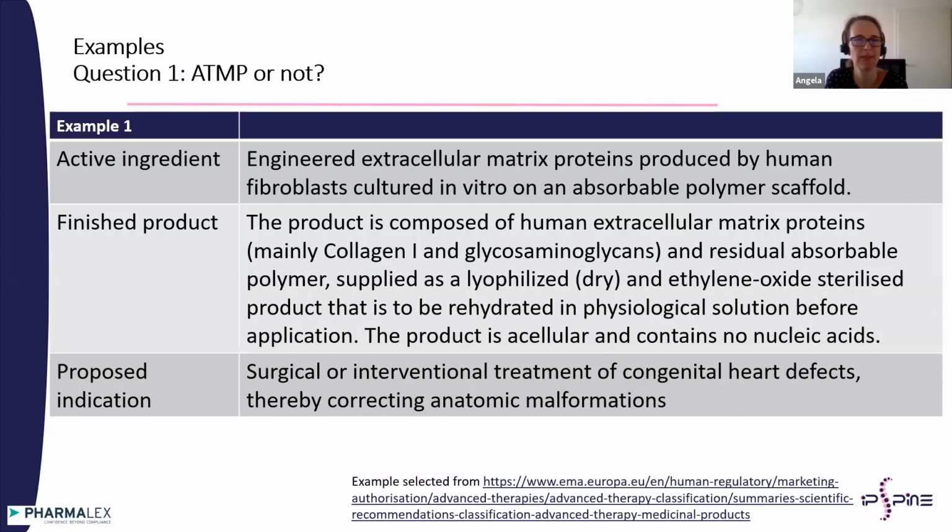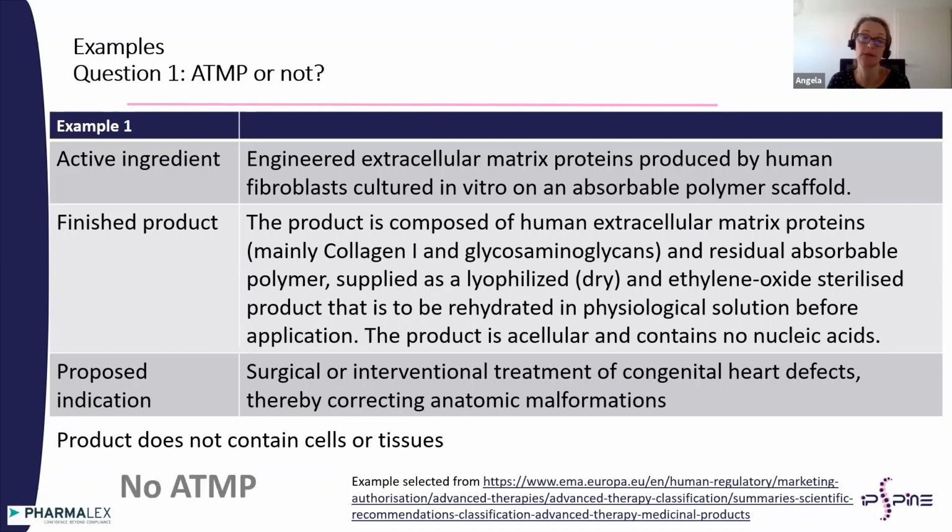Now try to think briefly before I show you the solution, what it is. Is this an ATMP or not? And as you probably correctly figured out, this product does not contain any cells or tissues. The cells were just used for the production of this matrix. And therefore, it was decided this is not an ATMP. Yes, and so we are already done with the classification here.